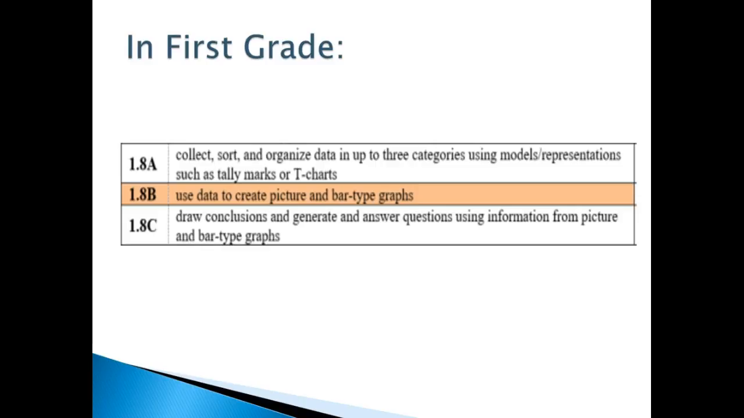or T-charts. And then 1.8b, use data to create picture and bar type graphs. We're going to extend that to include tally marks or T-charts. And then again, 1.8c, draw conclusions and generate and answer questions using information from picture and bar type graphs. We're going to extend that even a little bit further to include intervals of more than 1.